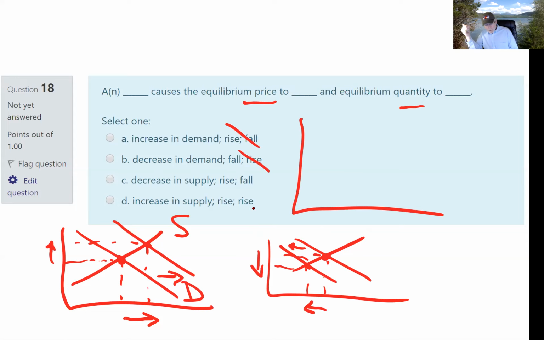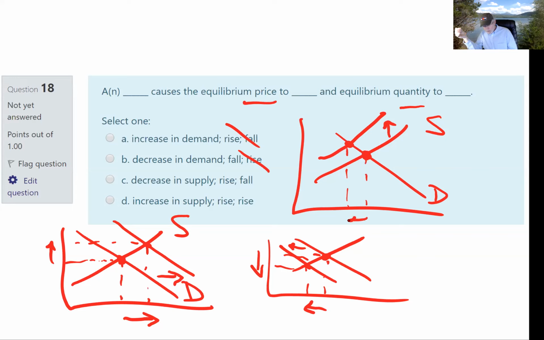C, decrease in supply. So if you don't draw the graph, you're going to make mistakes. You've got to draw 4 graphs. C, decrease in supply. What does that mean? It means that supply is shifting to the left or up. Okay. Equilibrium was here, it moves to here. Quantity goes down, price goes up. C says a decrease in supply causes the price to go up, causes quantity to fall. That's exactly what we've seen happens.